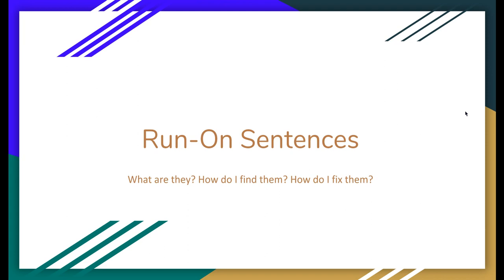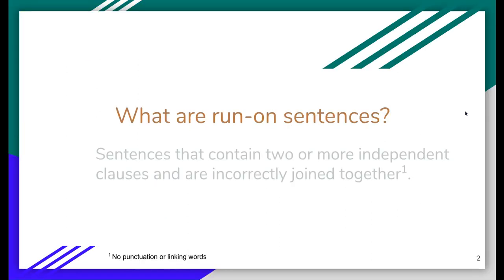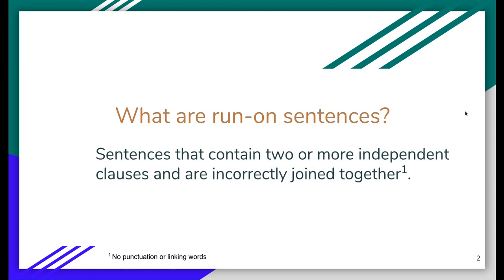First off, what are run-on sentences? How do I find them? And how do I fix them? Let's take a look. So what are run-on sentences? These are sentences that contain two or more independent clauses and are incorrectly joined together, meaning that these clauses are joined together with no punctuation or linking words.